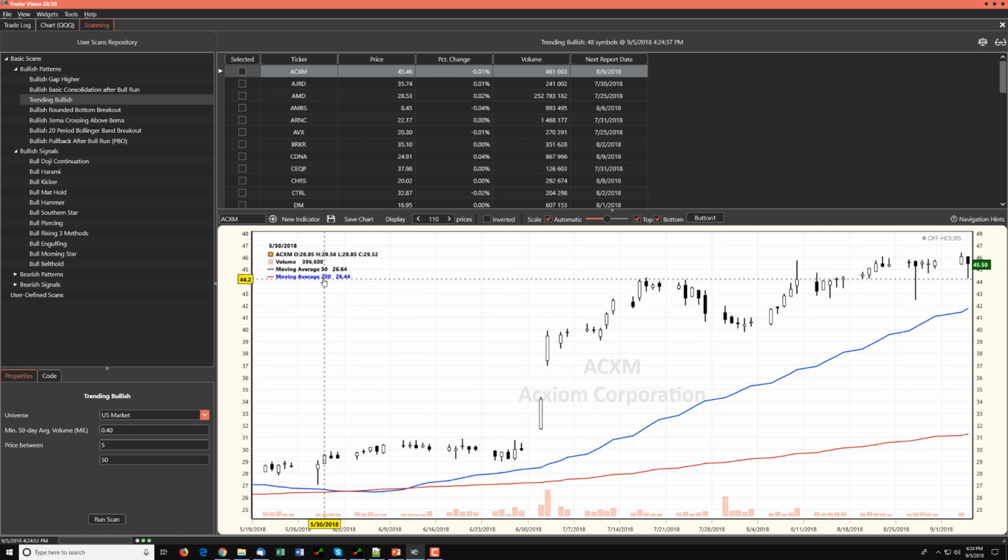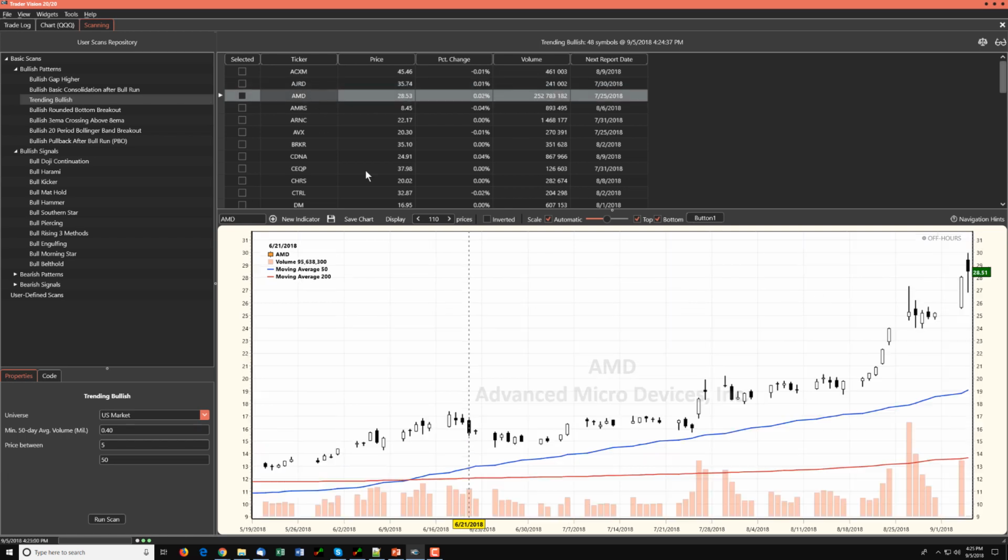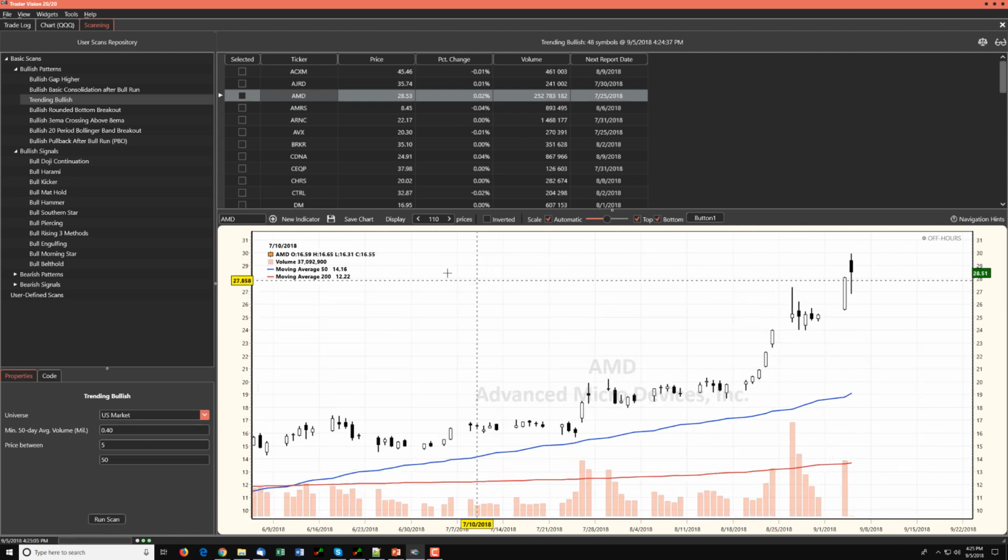I've got on this chart the 50 and 200 simple moving averages that we can just flip down through to see that these are in fact trending bullish. Let's pull this over here so we have a little room to look.